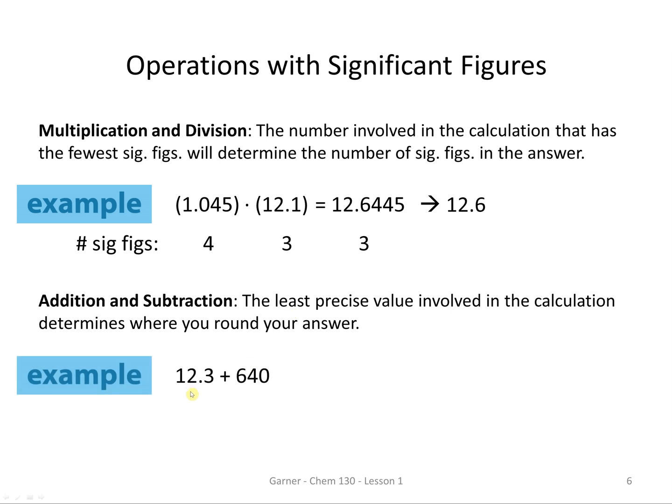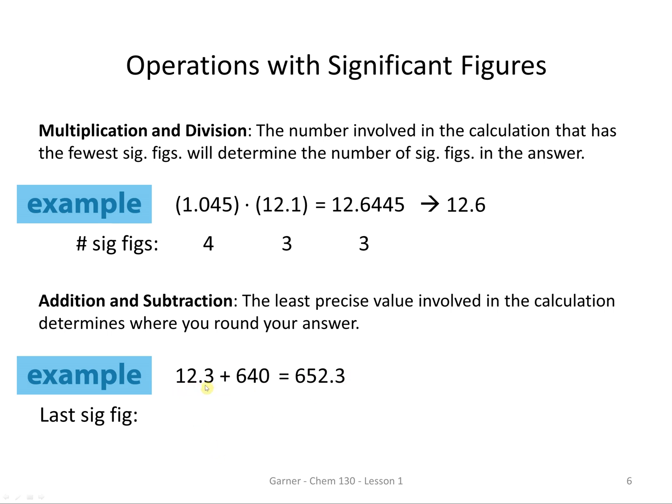So here we have an example of 12.3 plus 640. Of course, if I add these two values together, I get 652.3. So what I need to do now is consider where I need to round this in order to have the appropriate number of significant figures. If I look at 12.3 and 640, again, I don't care how many sig figs they have. Instead, I care where their last sig fig is, in other words, which decimal place it's in.